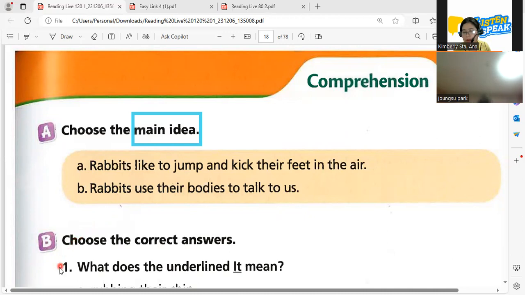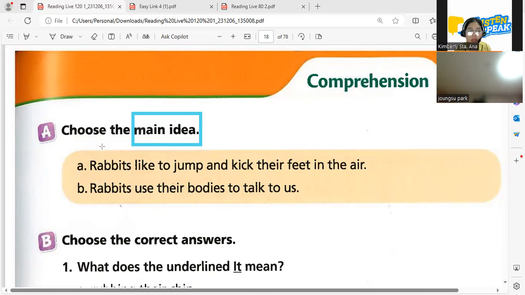How about letter B? Can you read letter B, please? Rabbits use their bodies to talk to us. One more time. Can you read letter B? Rabbits use their bodies to talk to us. Again, let's read. Rabbits use their bodies to talk to us.